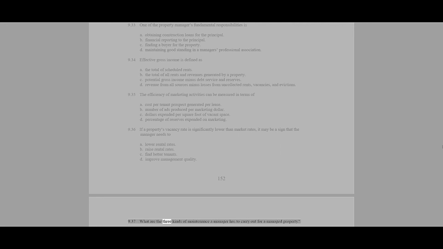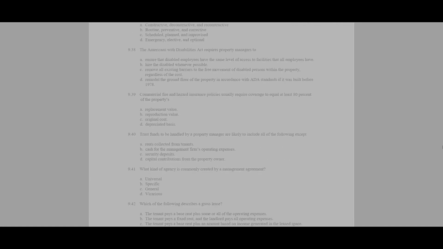9.37 What are the three kinds of maintenance a manager has to carry out for a managed property? A. Constructive, deconstructive, and reconstructive. B. Routine, preventive, and corrective. C. Scheduled, planned, and improvised. D. Emergency, elective, and optional.